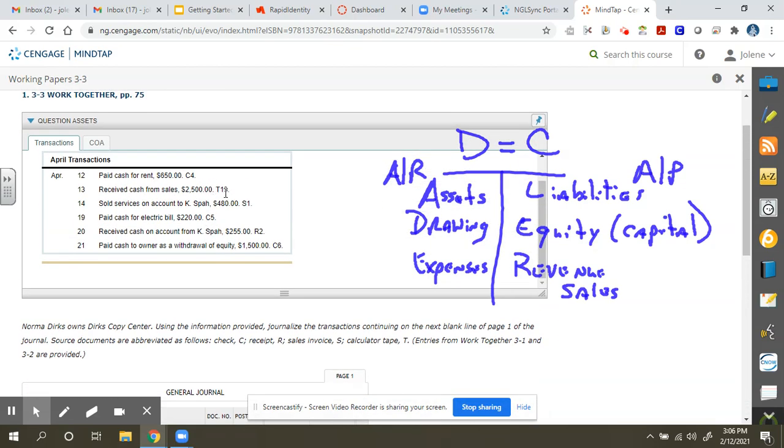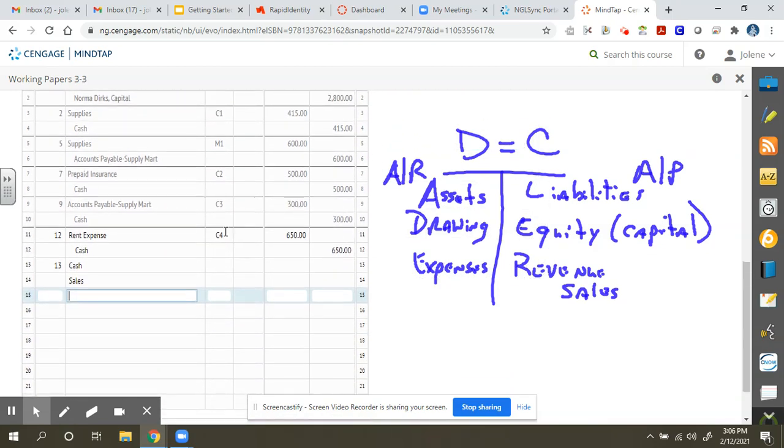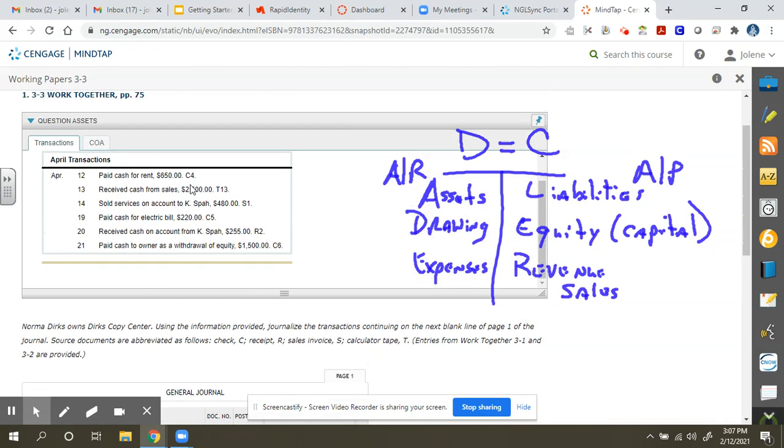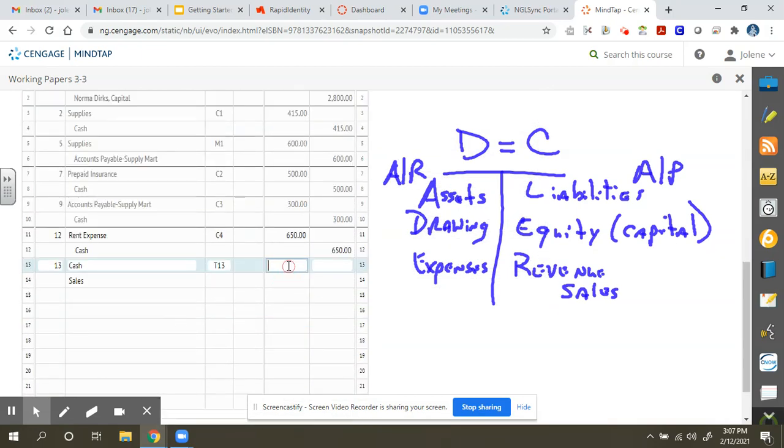Now go up here and I see T13. T13 means calculator tape from the 13th of the month. This is money that came in from the cash register. So this is cash, checks, credit cards. Okay. And it says here $2,500. So they took in $2,500 from the cash register and they deposited that into the checking account, or into the bank account, which is the cash. Debits still equal credits.